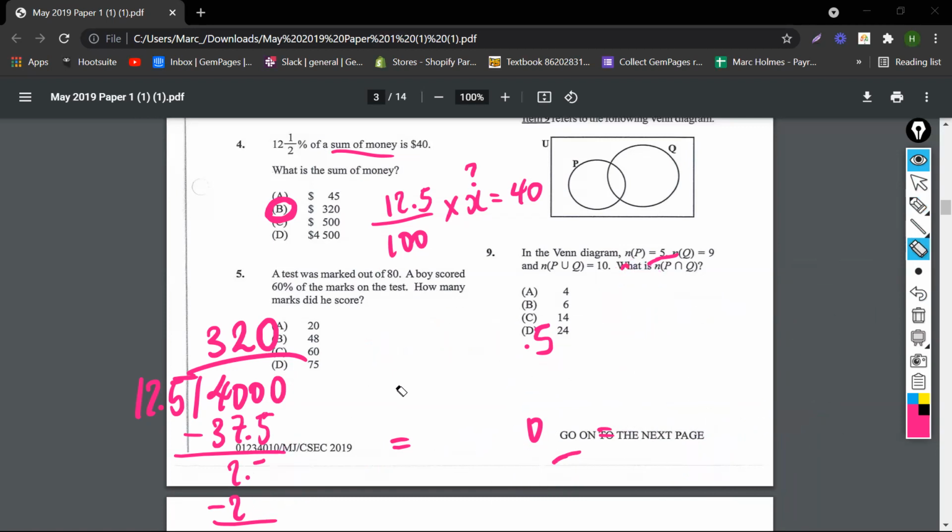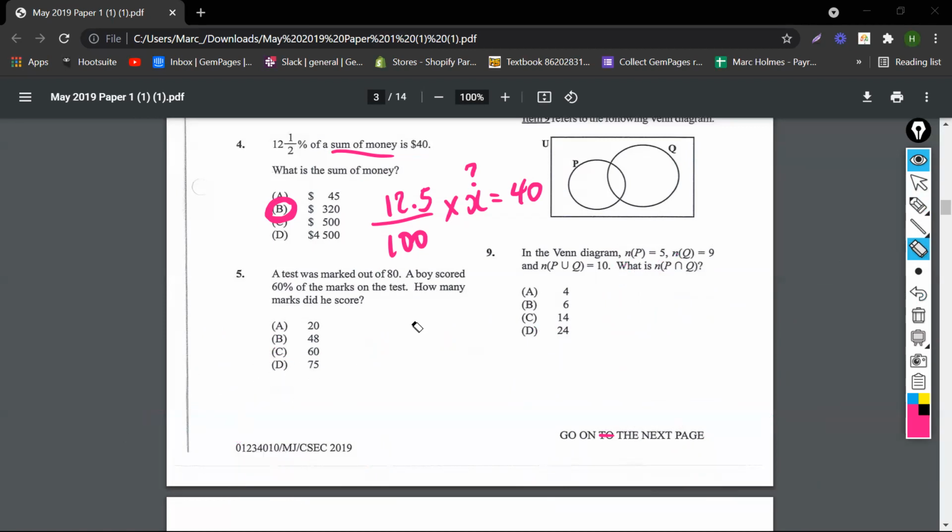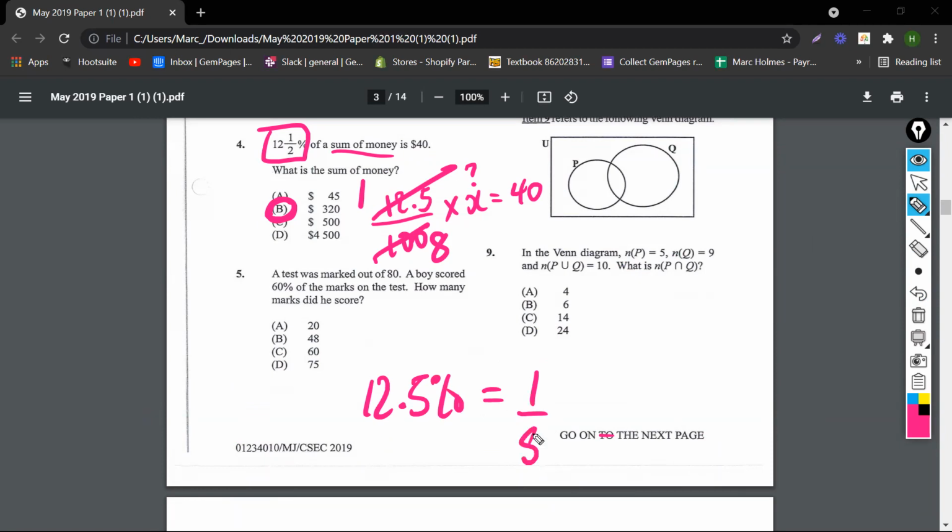Another thing too, guys, let me just clear the screen one more time. Sorry about that, guys. I want to explain this in a little more detail. Another thing that's worth remembering, guys, is that 12.5 over 100 is the same thing as 1 over 8. Cool. So 12.5%, guys, is the same thing as 1/8. It really is. So that would make life much easier.